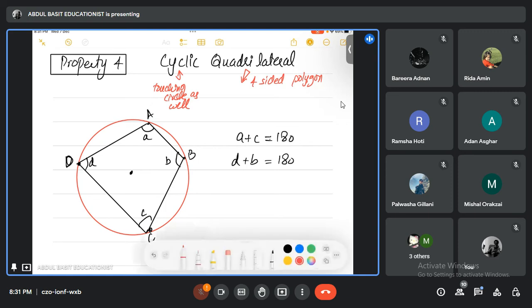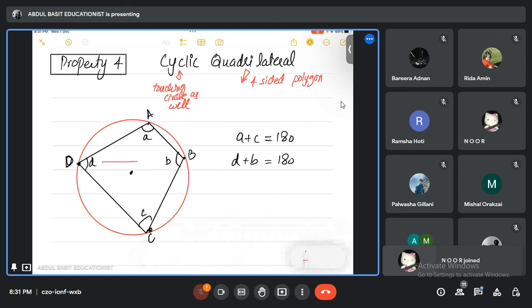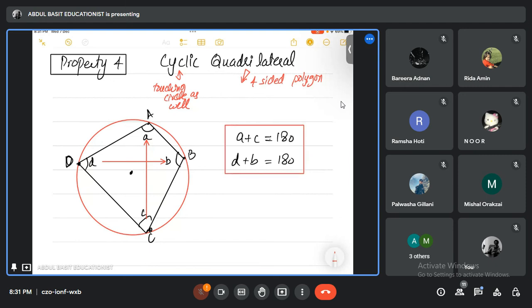ठीक है? So you have to remember this, that opposite angles in a cyclic quadrilateral, their sum is equal to 180 degrees. Noor, do you understand this thing? Yes or no?